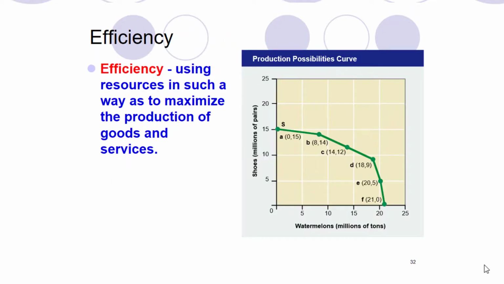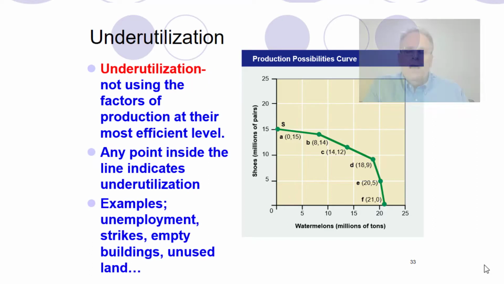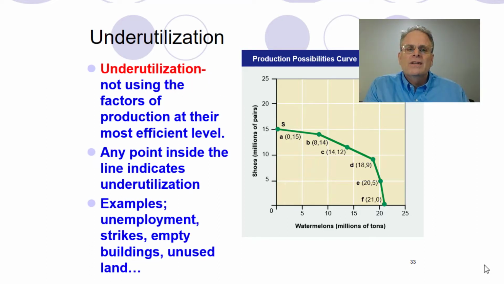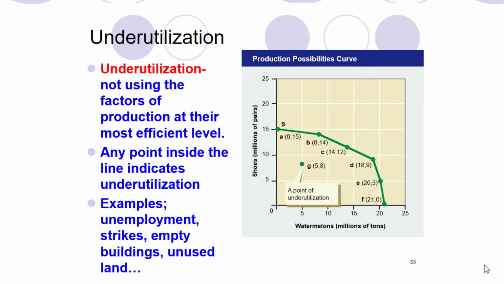The production possibility curve also shows efficiency. Efficiency is using resources in such a way as to maximize the production of goods and services. Any point on the production possibility frontier is operating at maximum efficiency. Another term in economics is underutilization. This is when we are not using the factors of production at their most efficient level. Our resources are not being used at maximum capacity at a point of underutilization.